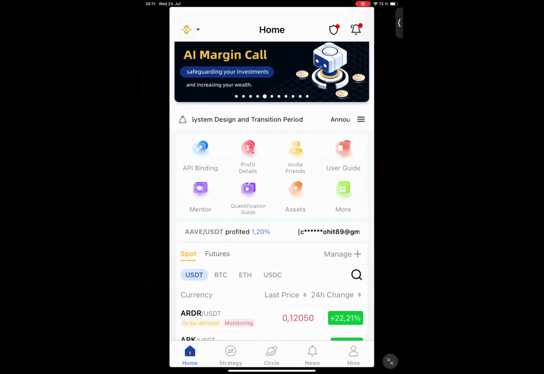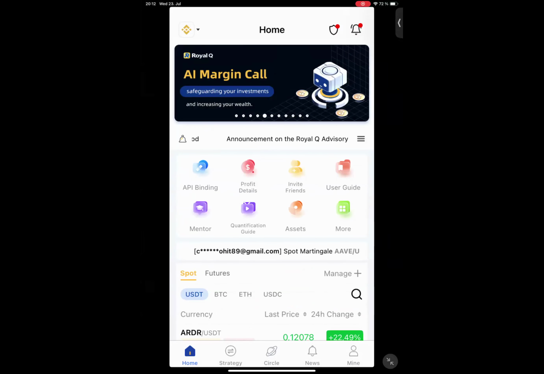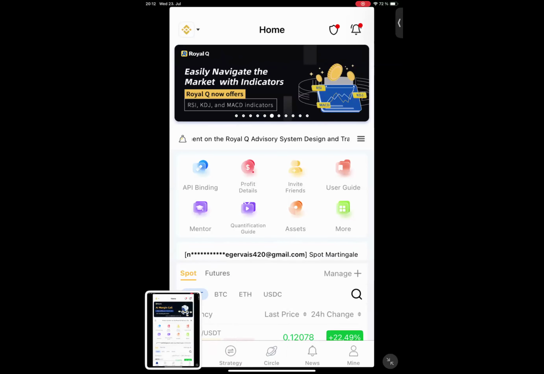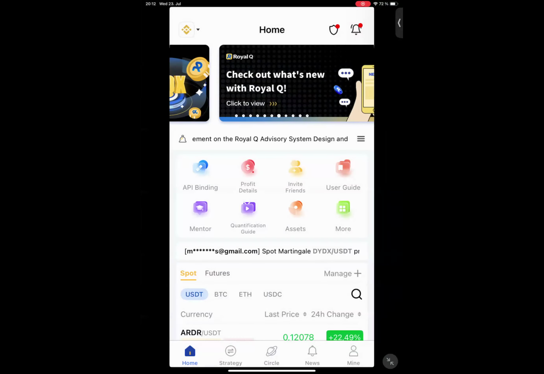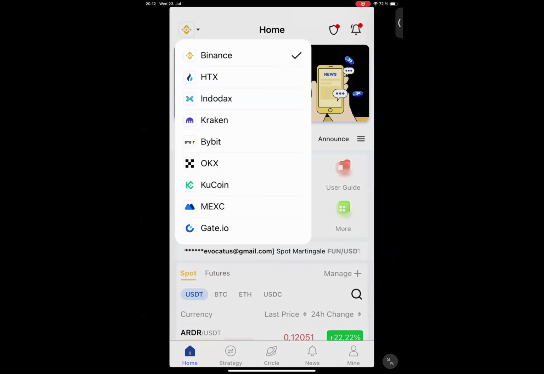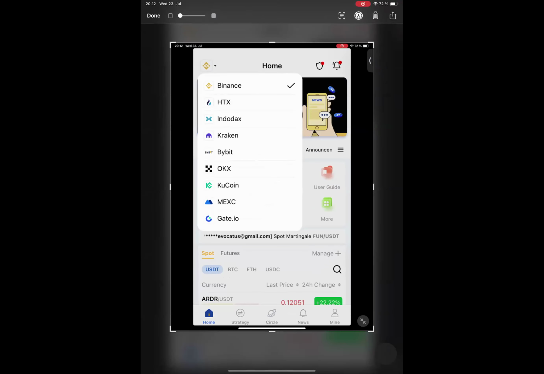All right. So we have the home button. There are a lot of features there. We have the strategy, we have the circle, we have the news, we have the mind. Each of these buttons has its own usage, and we are going to look at them, okay? But on the home, when I tap on the top left corner, you are going to see all the exchanges that one can connect the RoyalQ robot with.